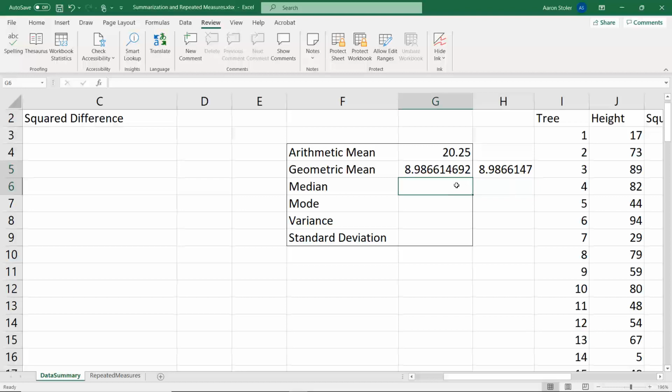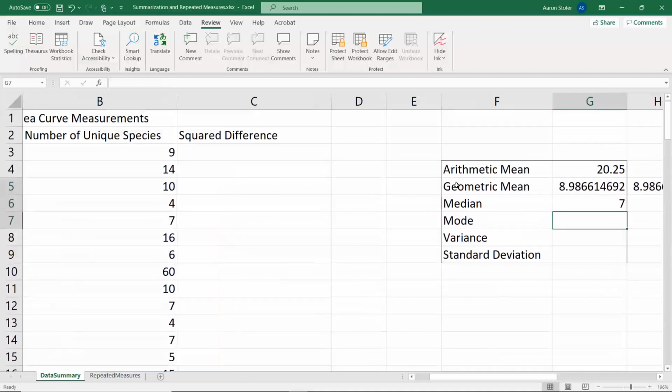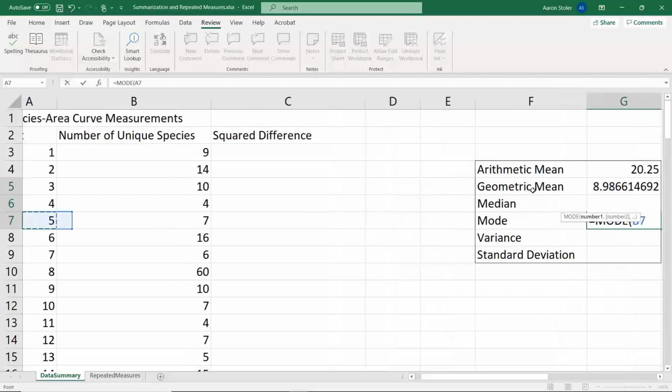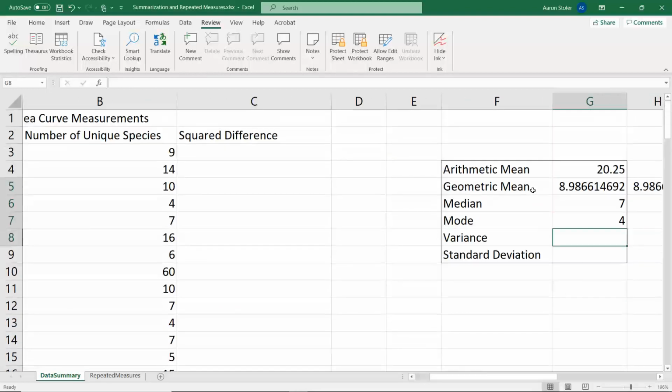The median for our data set is the exact midway point, and all I need you to do is type in median, select the data, and that's the midway point. The mode is the most commonly found number. You can type in mode, and you should get 4.